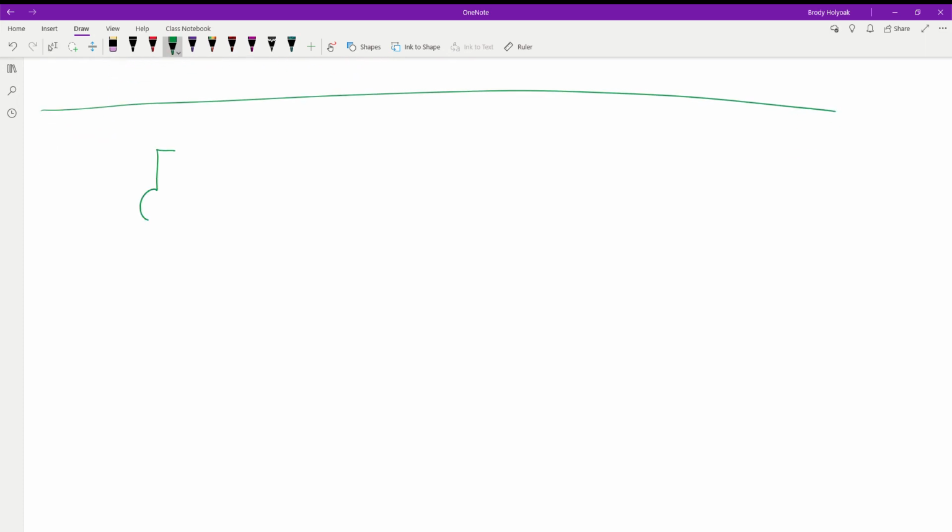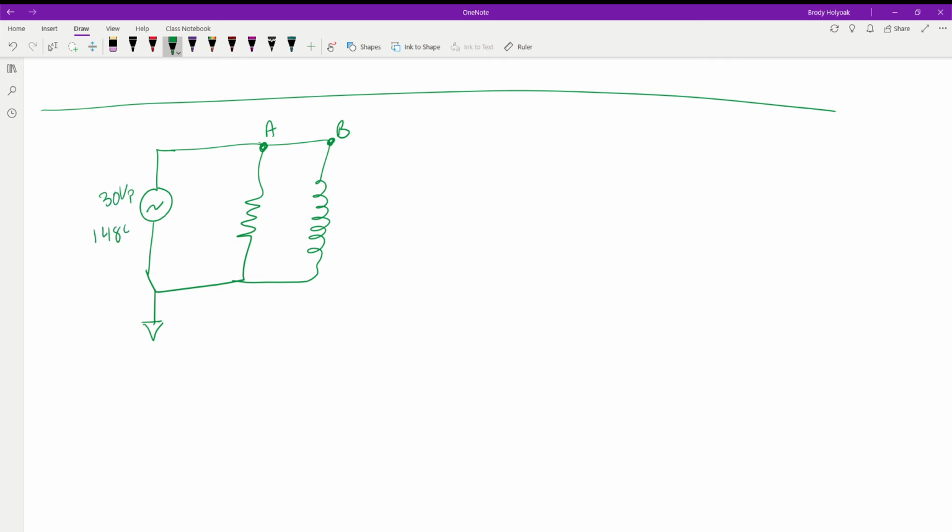So this one, here's our source. We have a resistor, and that is in parallel with another inductor. Our ground is down here. This is point A. This is point B. We have 30 volts peak coming in, and we have 1484 hertz. So our inductor is 1.6 henries with 295 ohms of winding resistance, and our resistor is 15 kilo ohms. So we have R1 and we have L1.